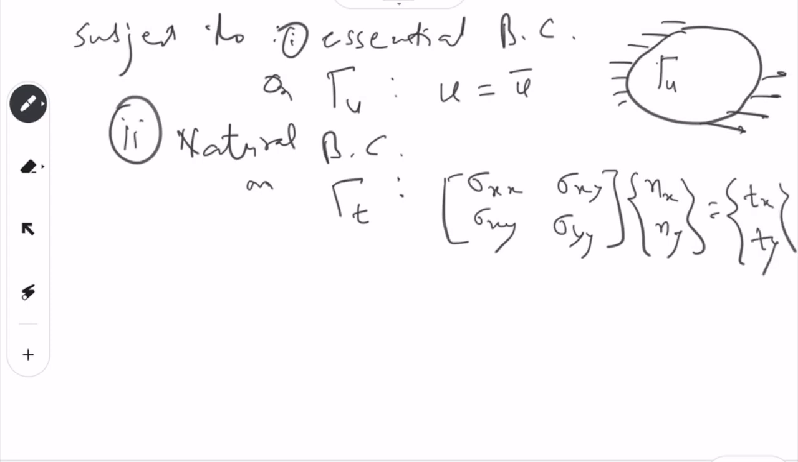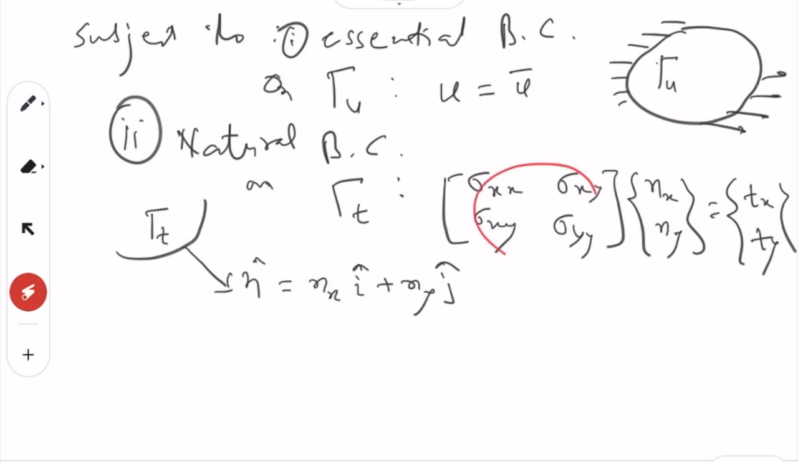Okay, so this is given at those boundaries. Meaning that the sigma x value, sigma xy value multiplied by n, where n is the unit vector perpendicular to the boundary gamma t. So this n is equal to nx i plus ny j, and this is the tensor form of this one.